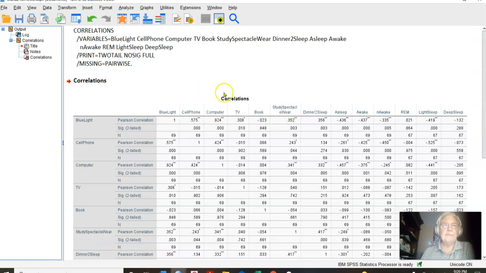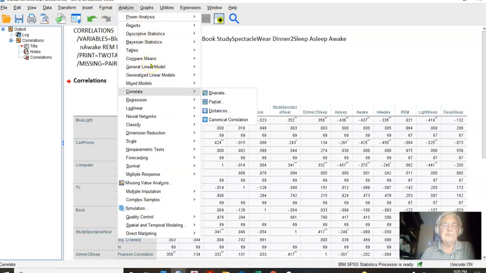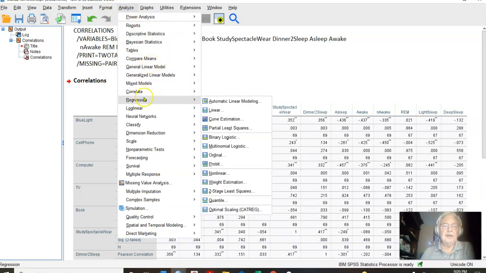All right. Now the next thing we want to do is a linear regression. We're going to come down here. There was correlate. Right under that is regression. And it has a bunch of choices. We're going to focus for now on the linear regression. In later talks, we'll talk about binary, multinomial, and ordinal regressions. Maybe some curve estimates, but probably not too much of that.